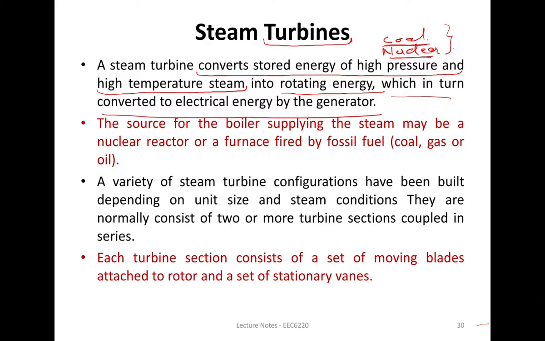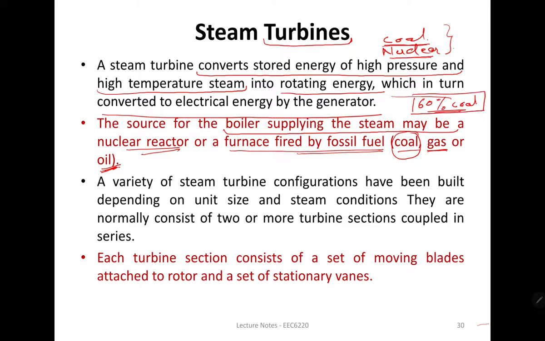The source for the boiler supplying the steam may be a nuclear reactor or a furnace fired by fossil fuel, and this can be coal, gas or oil. Mostly it is coal. On very few occasions we use gas and oil. In India also, as we all know, the total generation at present is around 60% from coal. So the major portion of the generated electrical energy in India at present comes from coal. You can understand how much we depend on this. So let's move on.